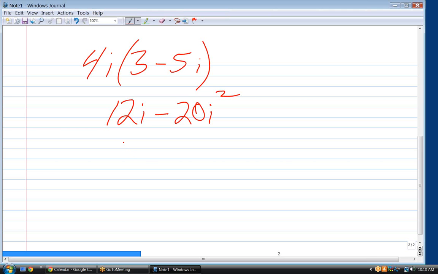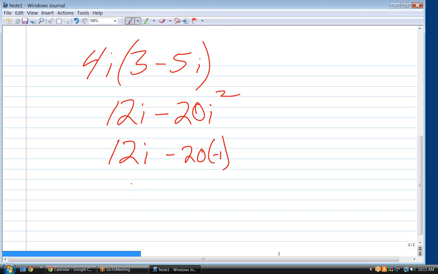What's i squared equal to? -1. Okay. So it's not -12, that's just i there. Here's the i squared. Oh, wait. So it's still 12i minus 20 times -1. Okay, now simplify that.